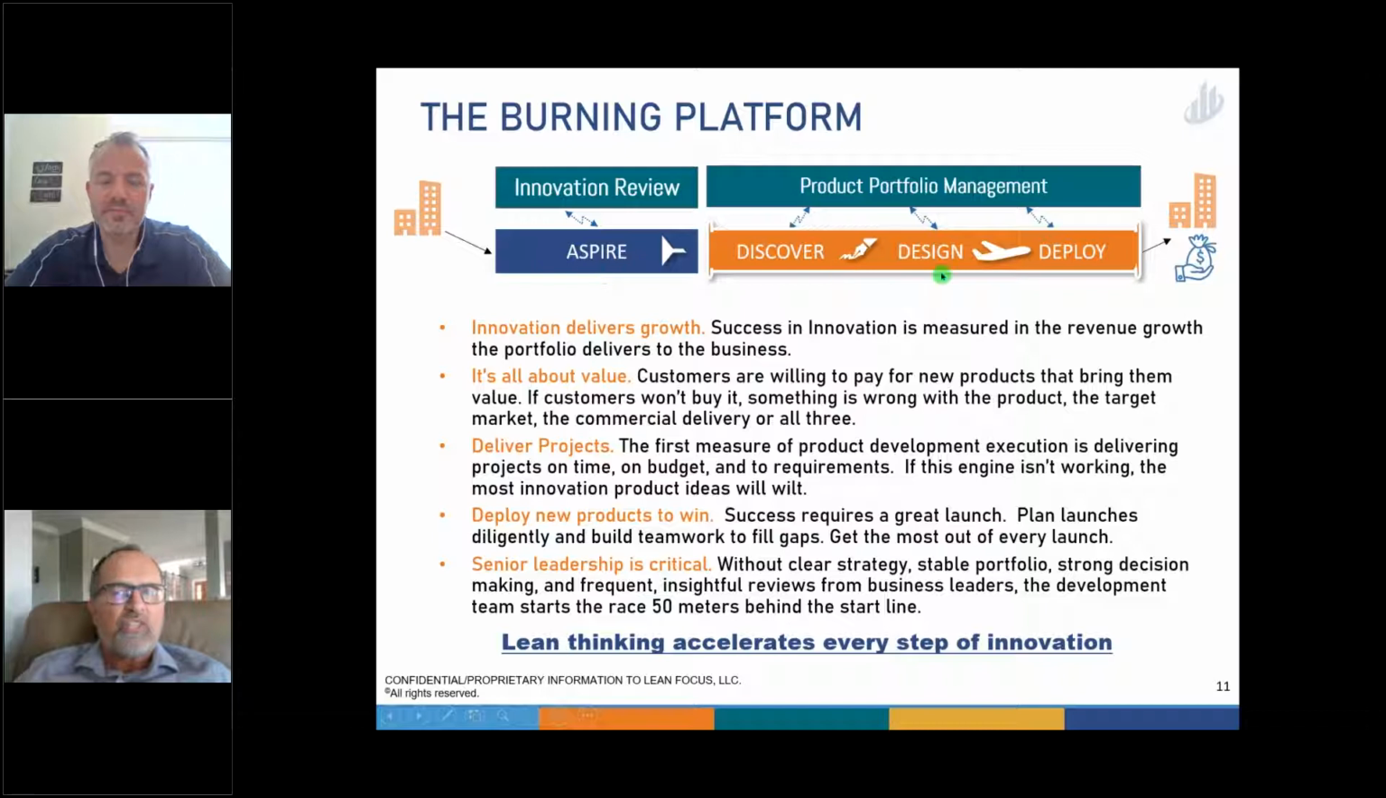And every one of these stages is important to be done well if we're going to deliver growth. So that's of course our first goal, to deliver growth to the organization. Innovation is an expensive part of the business, and it's an investment to create growth. How do we create growth?